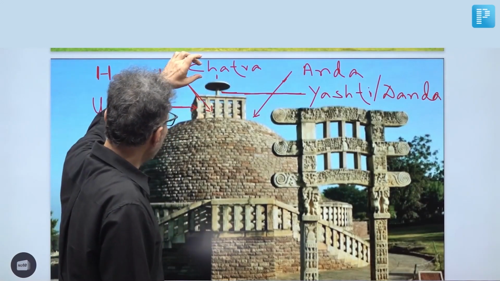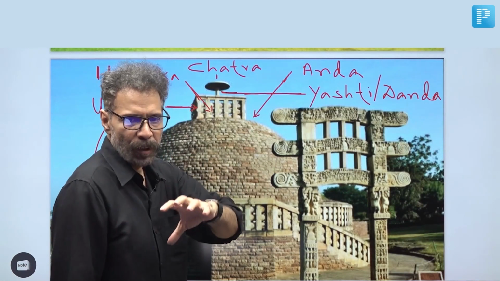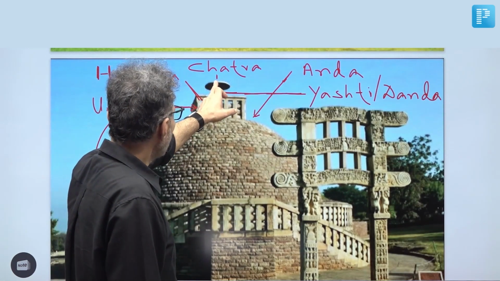So when a single one is there, we call it chhatra. And when there is a group, 3 or more, we call it chhatravali.